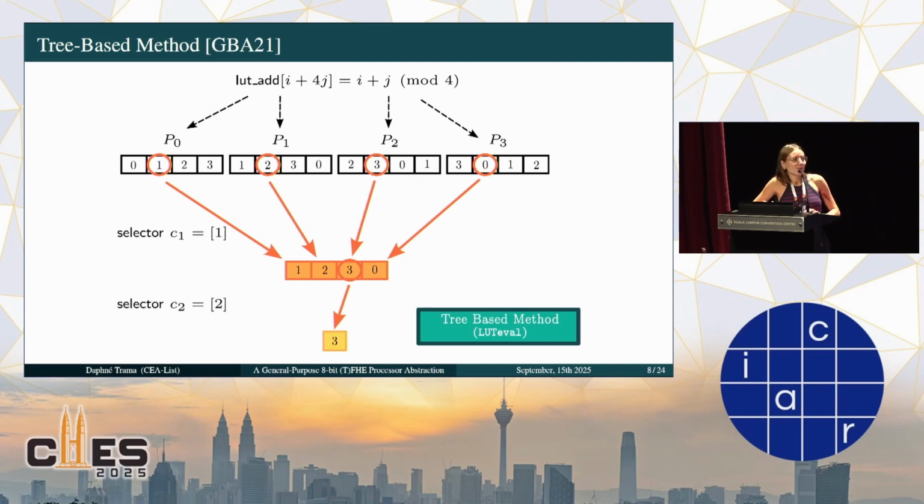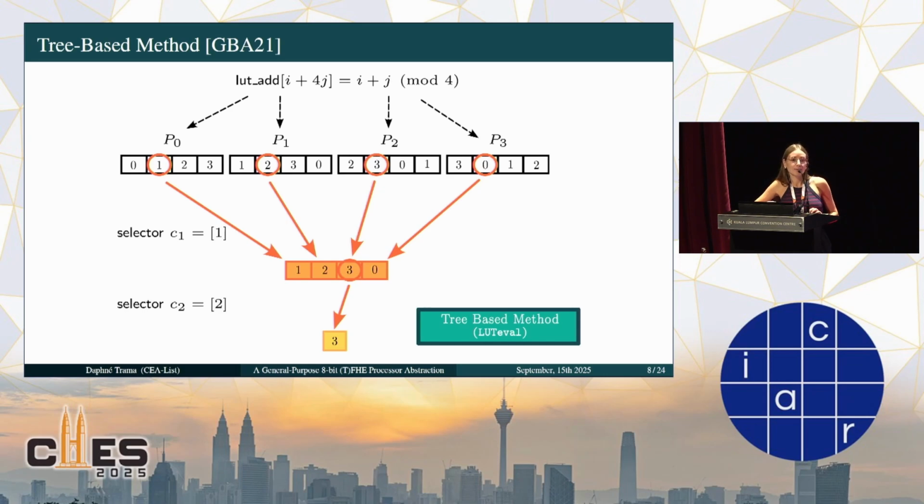So the best way for you to understand it is if I give an example. So here it is. In this case, we are working with 2-bit messages, and we have two ciphertexts, C1 which encrypts 1 and C2 which encrypts 2. And we want to homomorphically compute the addition of these two ciphertexts, but using programmable bootstrapping. So the first thing to do is to create the lookup table of the function we want to evaluate. In this case, it's pretty easy. It's just the addition of two 2-bit values. And we call this lookup table let_add.